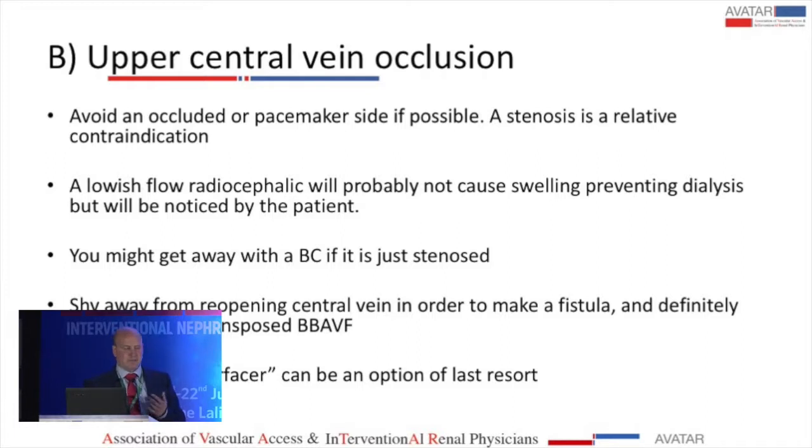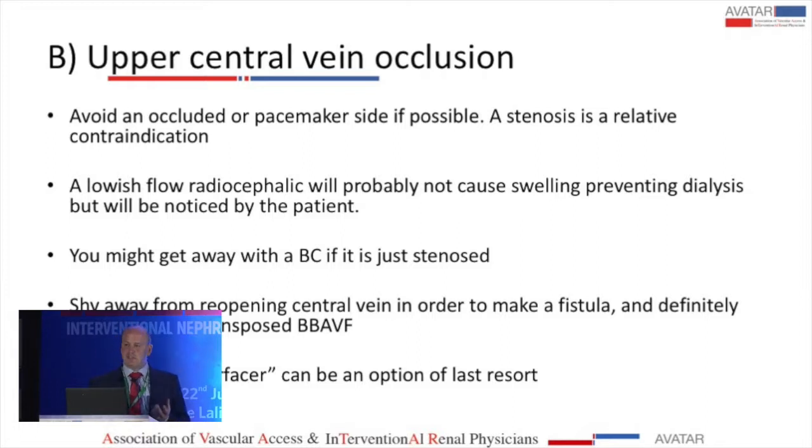So I have made lowish flow radiocephalic fistulas knowing there's a central venous stenosis ipsilaterally, and I deliberately haven't sent them for plasty for fear of sparking off aggressive restenosis. And often you can get away with it. The patient will notice their hand's a bit swollen. If you warn them before, they're often tolerant of it. If you explain there's nothing else really to do.